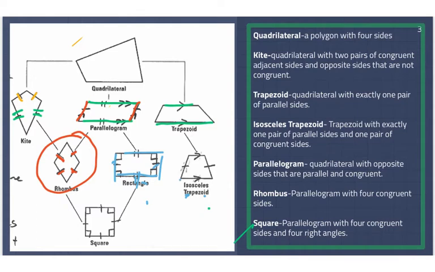So if you look, these sides here are parallel. However, these sides are congruent, meaning they have the same measure. And then finally at the bottom, we have a square. So that's a parallelogram. So these sides are equal and parallel. These sides are equal and parallel, opposite of each other, and they're all congruent to each other, and four right angles for the square. Okay?